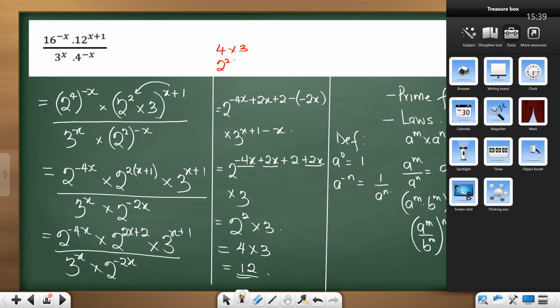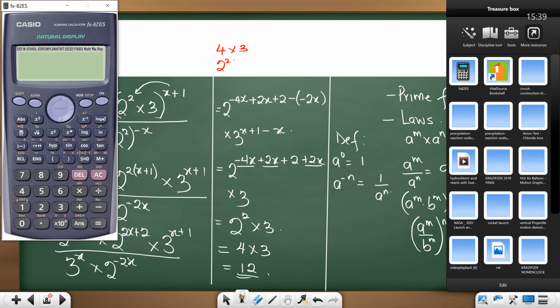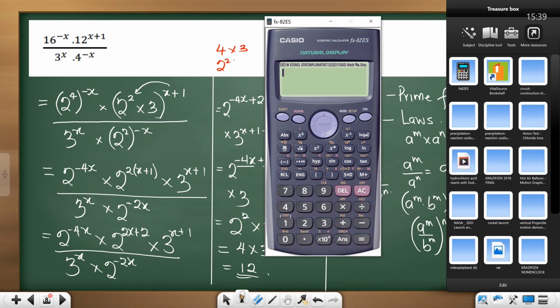Let me show you how to check if you are right in an exam. And this is where I would have picked up my error. I'm going to go to my calculator. Anywhere I see x, I'm going to put 1. So 16 to the power of negative 1 multiplied by 12 to the power of 1 plus 1 at the top there, over 3 to the power of 1. Remember, anywhere I see x is 1. Multiplied by 4 to the power of negative 1. Check your answer. Answer is 12.